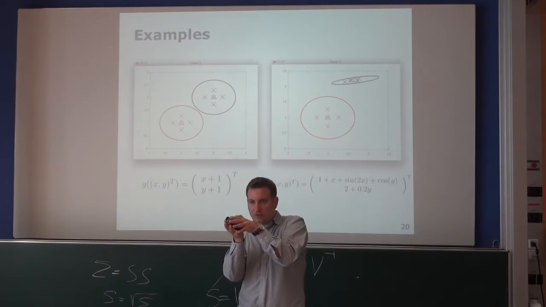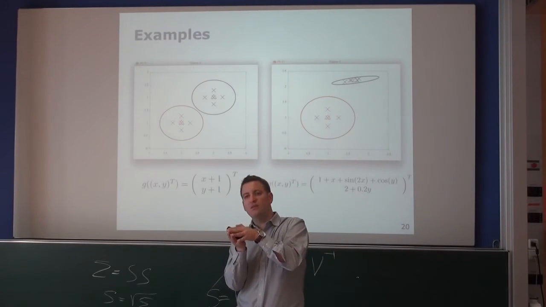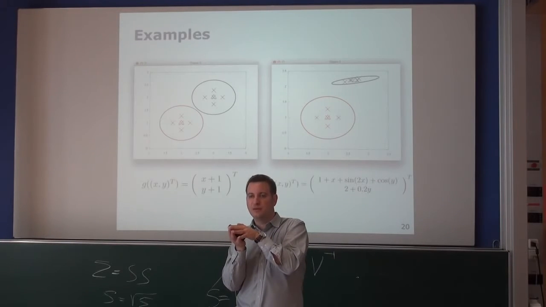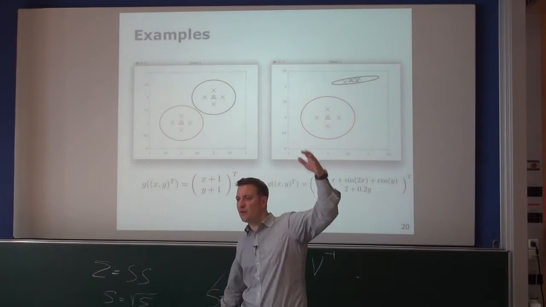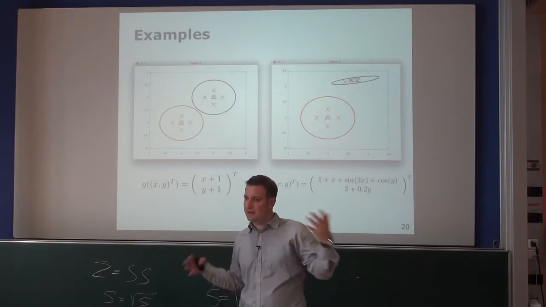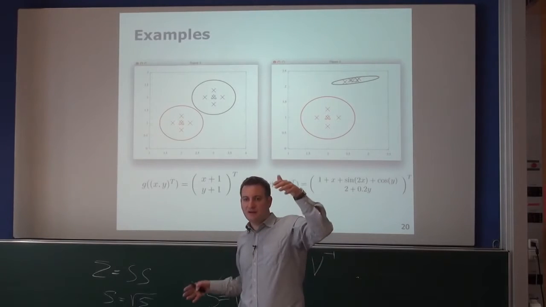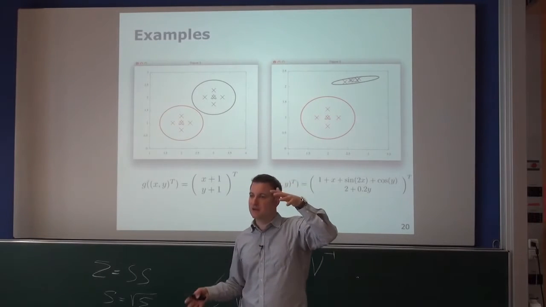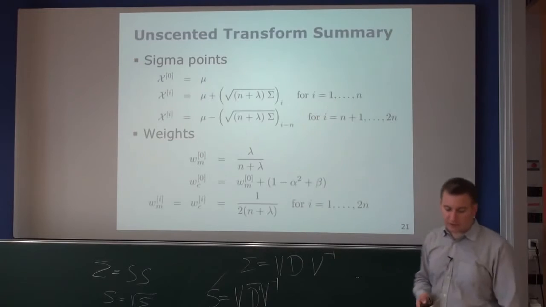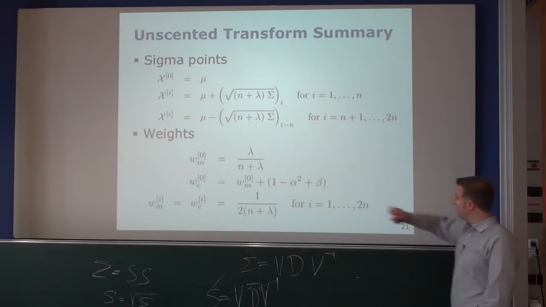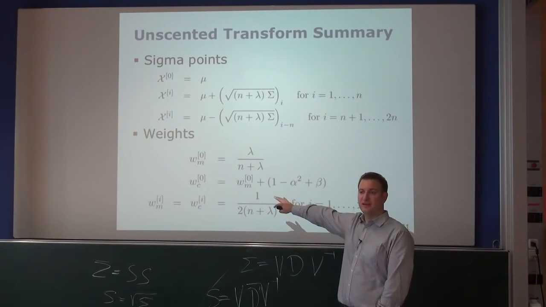Points that go very, very close to the mean will be very similar to the linearization, to what the linearized function would do. If they go further away, then you're better. If you're too far away, then it can actually get worse again, because you're no longer in the meaningful area of your distribution. Okay, just to summarize, everything which is here was on these slides before.